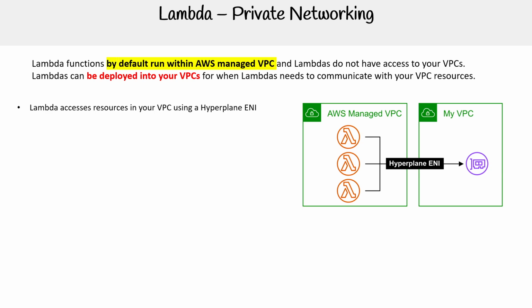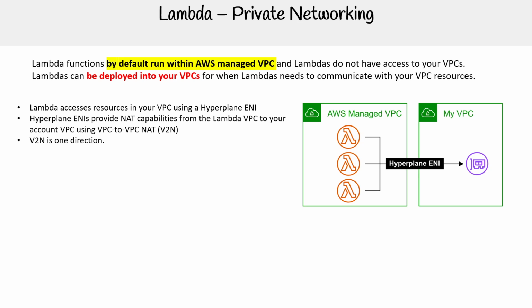The way you're going to do that is via Hyperplane ENI. And so Hyperplane ENI provides NAT capabilities from your Lambda VPC to your account VPC using VPC to VPC NAT, known as V2N. V2N is one direction, meaning that a Lambda VPC to your VPC, that's the direction it can go, but not the other way.